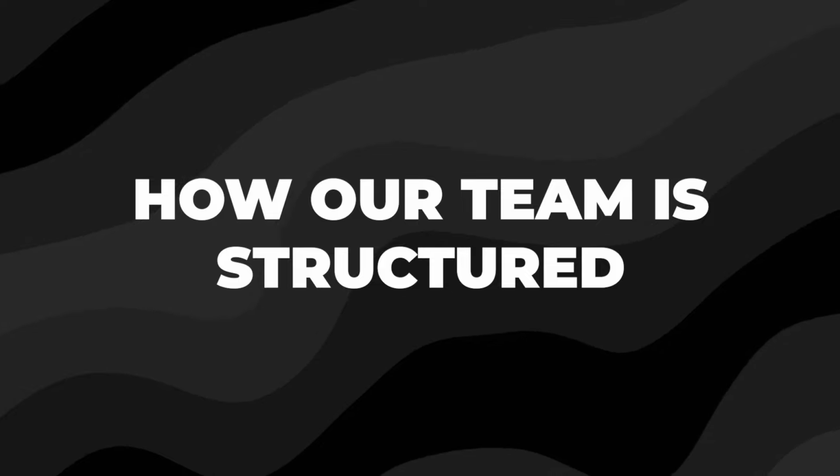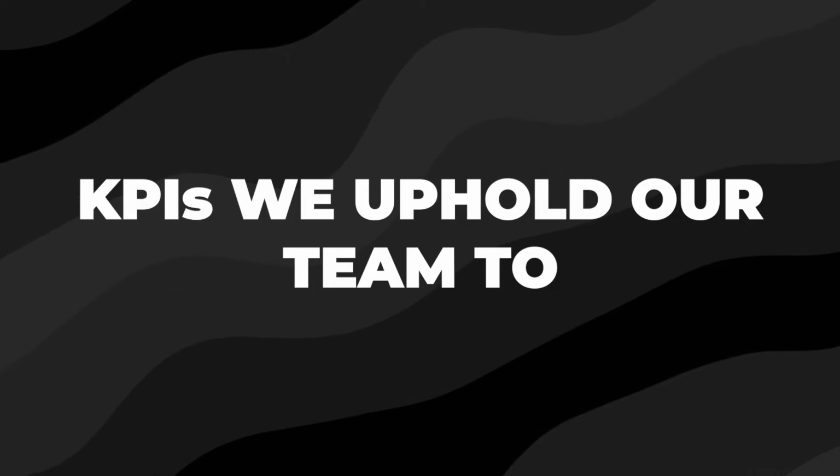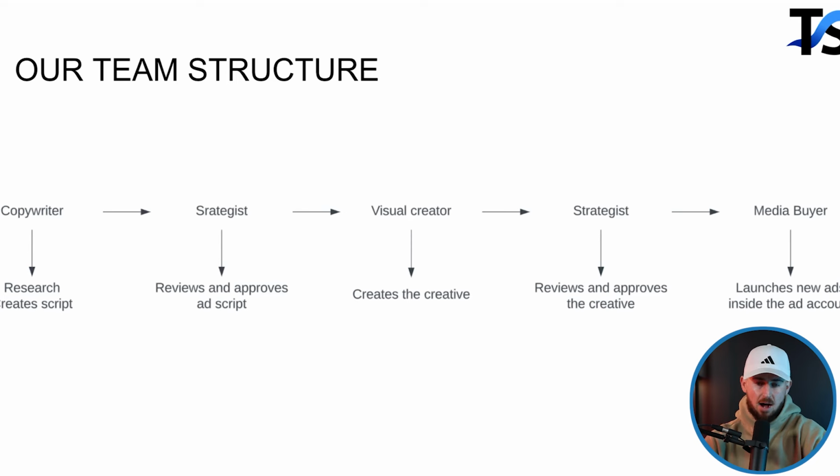So today I'll be going over how our team is structured, who are the key people you need to hire, how do we hire those people, and then also the KPIs that we uphold our team to, so that way we can judge their success. So that being said, let's dive into our structure. So first off, this is how our team looks. We have a copywriter, a strategist, a visual creator, and a media buyer. These are 4 key people that you need inside of your team.